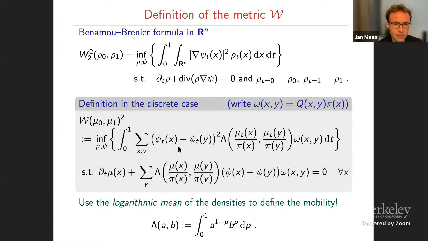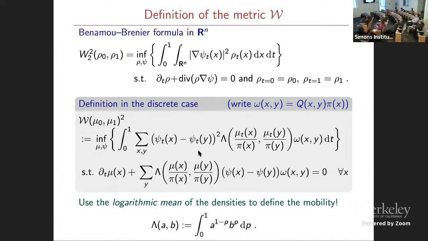For the continuity equation, you can do something similar. You replace all the continuous objects by their discrete counterparts, so the divergence is replaced by a discrete divergence. But then you run into the same issue that you want to multiply a density and a vector field. You resolve this again by putting in this logarithmic mean of your densities. So this is a direct analog of Benamou-Brenier.